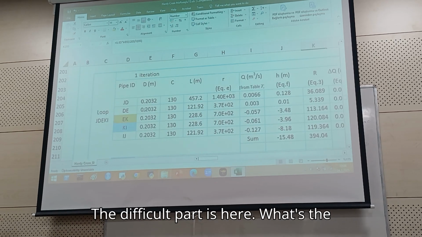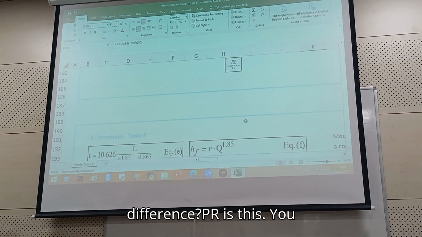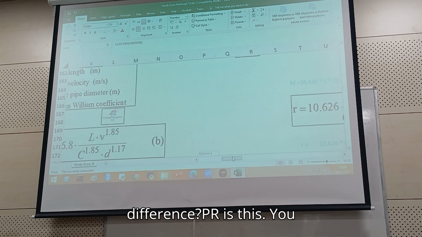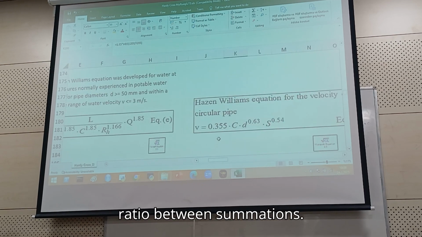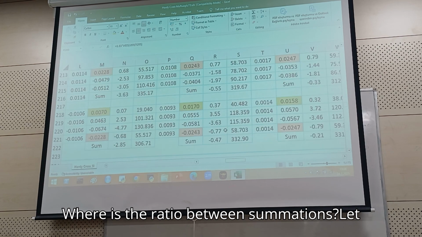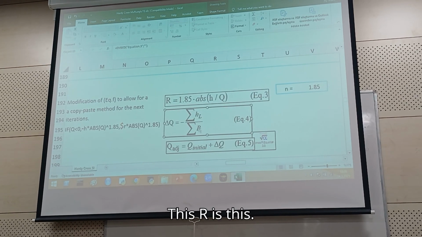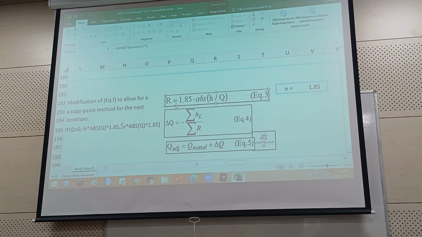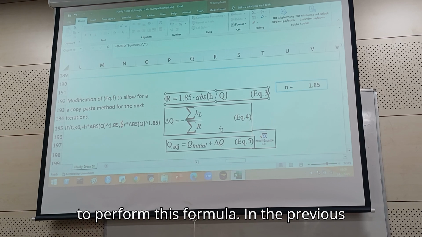The difficult part is here. What was the big R? Big R is this. You know the ratio between summations? Where is the ratio between summations? Let me find it. This R is this. Later you will calculate all R values to perform this formula.